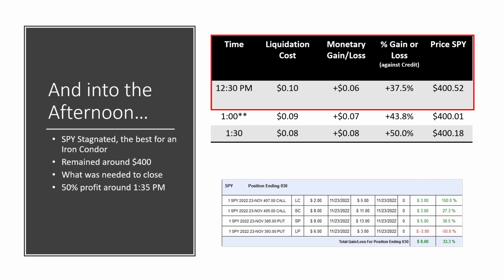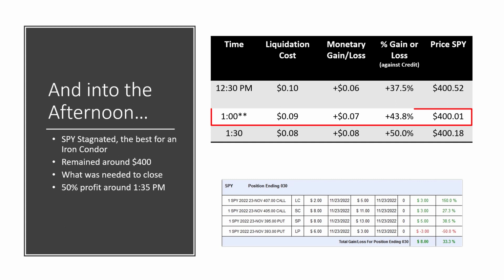At 12:30 p.m., the debit to close was 10 cents. We would have kept 6 cents of profit against 16, or 37.5% return against the net credit. SPY is trading at 452. We pull back at 1 p.m. Eastern Time, almost exactly at $400 for SPY. 9 cents debit to close all 4 legs. Took in the 16 cents, we would have had a 7-cent profit of the 16 we expected. We're at 43.8%, knocking on that 50% maximum profit.